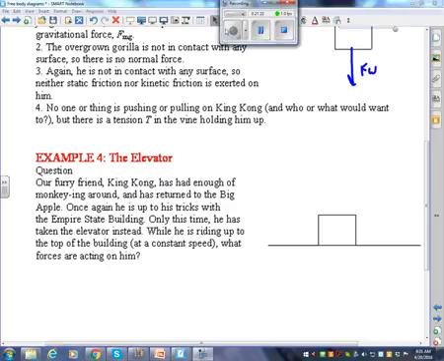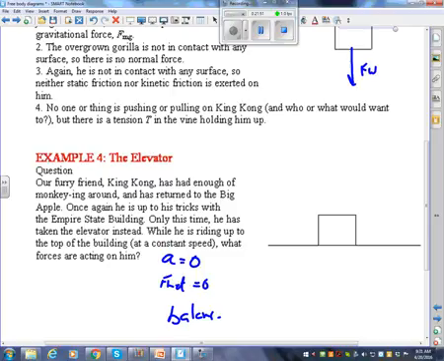Our furry friend King Kong has had enough of monkeying around and has returned to the Big Apple. Once again, he's up to his tricks with the Empire State Building. Only this time he's taking the elevator instead. While he's riding up to the top of the building at a constant speed. Is that important? How come? Because at a constant speed means that the acceleration is 0, which means that the net force is 0, which means that the forces are balanced. And it usually makes for an easier word problem.